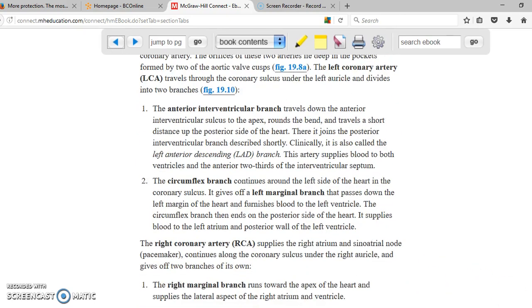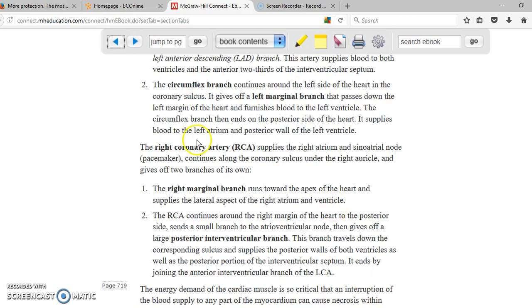So let's take a look at the right coronary artery. Right here you have the right coronary artery, which is going to give you the right marginal branch. Okay, and then the right marginal branch eventually is going to give you the posterior interventricular branch. So you can say that these are the two branches of the right coronary artery.